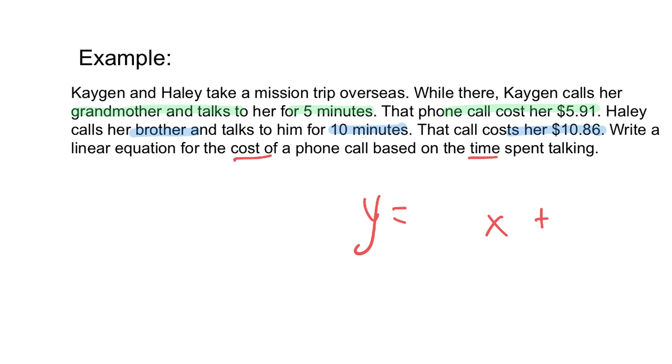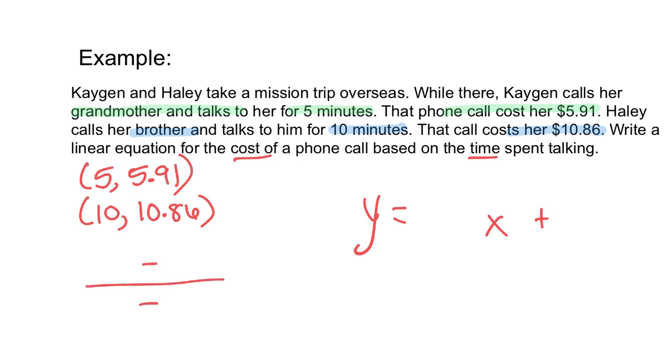So this problem does not tell me anything about each. It tells me that she talked for 5 minutes for $5.91 and that she talked for 10 minutes for $10.86. That is not a slope. None of that says each or per. None of it tells us what the bill started out as. It just tells us how much it costs for these 2 different times. That means it's giving us 2 points, (5, 5.91) and (10, 10.86). So if we're given 2 points, we're going to have to solve for m and for b. So we can use the slope formula to solve for m.